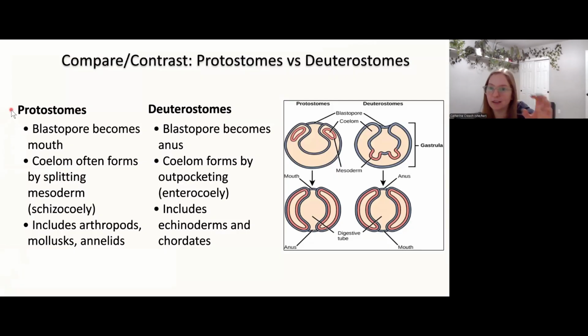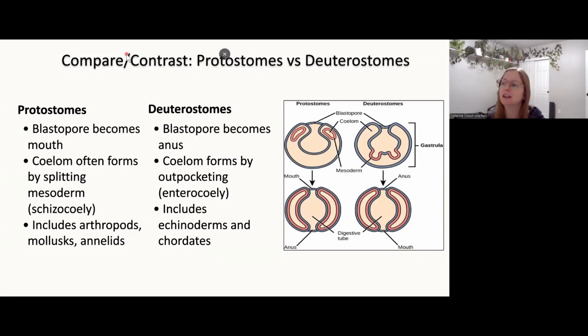We said earlier that when your gastrula gets that little push in, the blastopore, its fate helps us determine the classification of organisms. If that blastopore becomes a mouth, we say that you're a protostome. I think proto, first, the mouth was first. In a protostome, the coelom often forms by splitting the mesoderm. This is referred to as schizocoely, which is just a fun word. And who does this? Arthropods, mollusks, annelids, which are our worms.